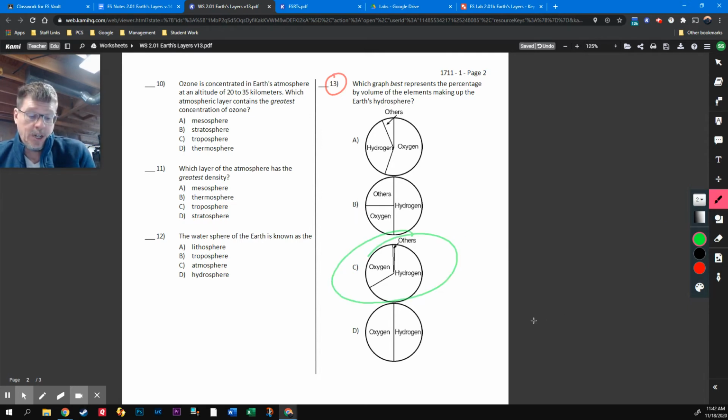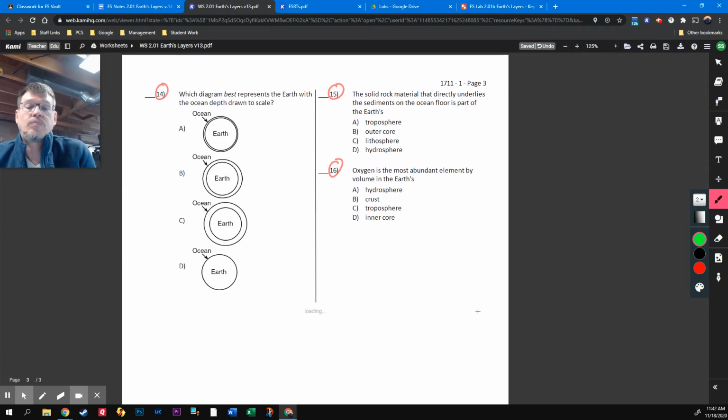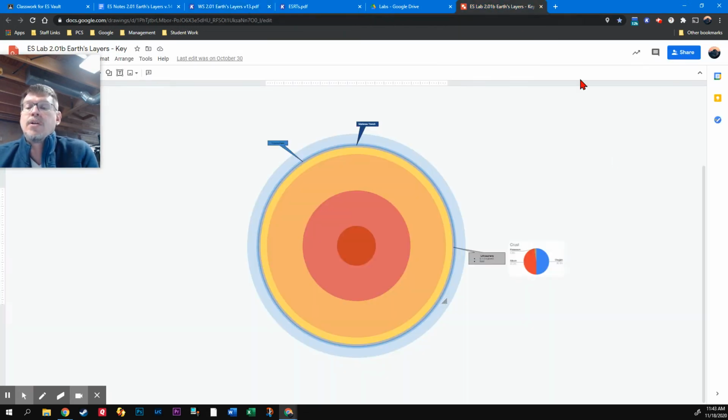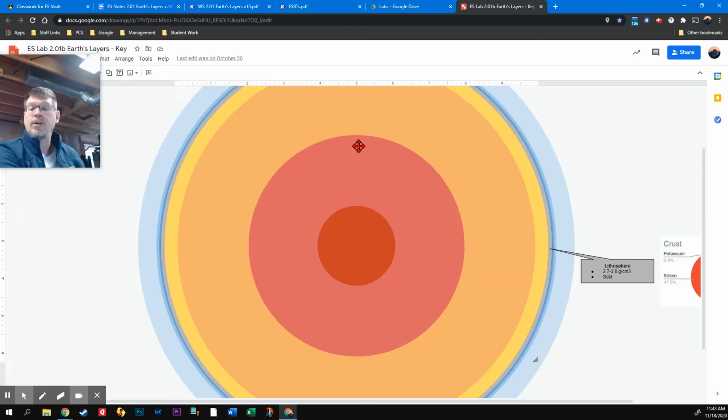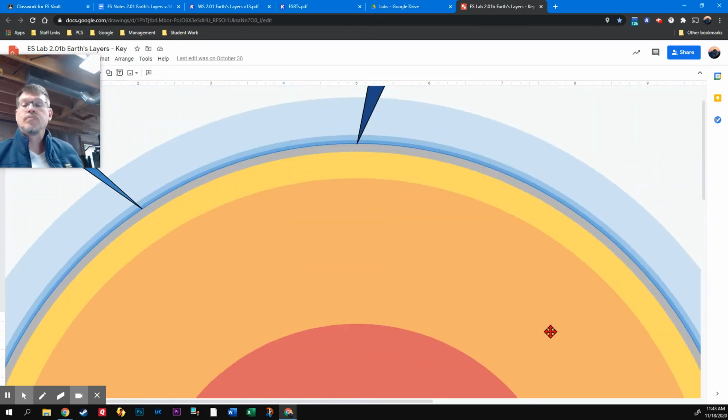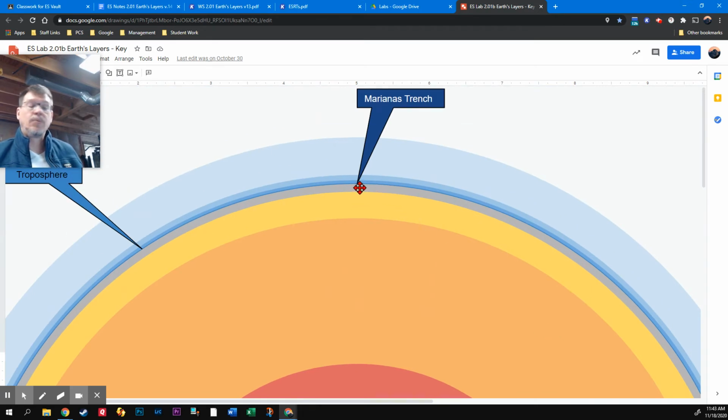Okay, question 14. Which diagram best represents the Earth with the ocean depth drawn to scale? Going back to our lab, if you had gotten to the part where you were drawing in the Marianas Trench, there it is right there. It's really, really small. Even when I start zooming in, it's still really small.